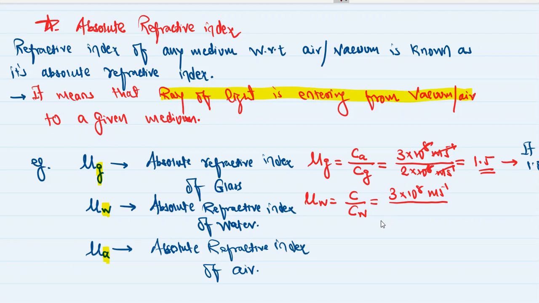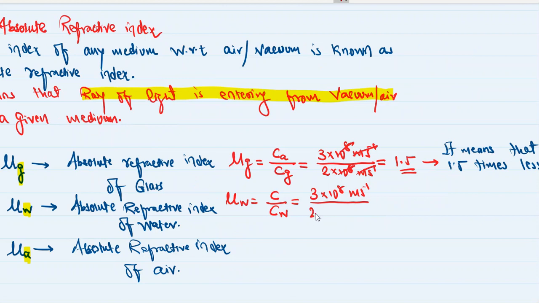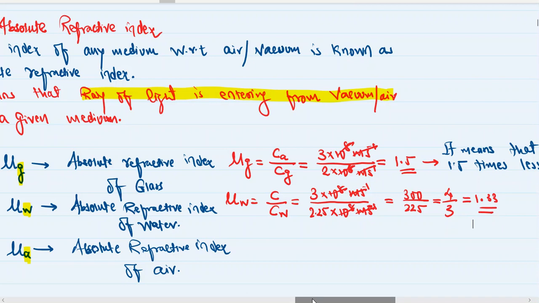Let me tell you. It is 2.25 × 10⁸ meter per second. As you can see, the speed of light in water is slightly more than the speed of light in glass. Matlab, water is optically rarer than glass. Okay, now everything will cut and you will get 3 upon 2.25, which is 300 upon 225, and if you cut this you will get 4/3, which is approximately equal to 1.33. So that is the absolute refractive index of water.